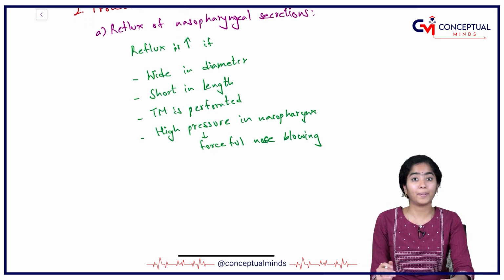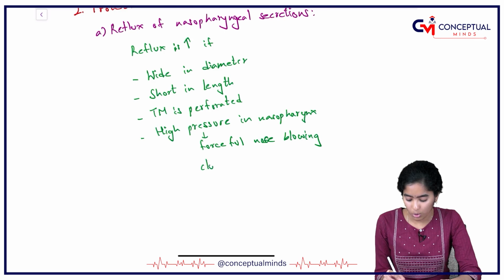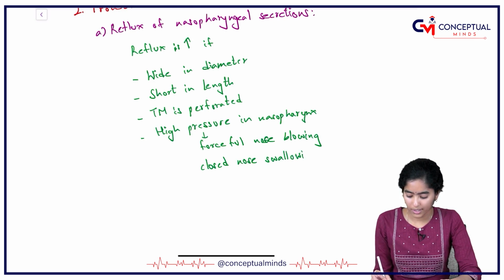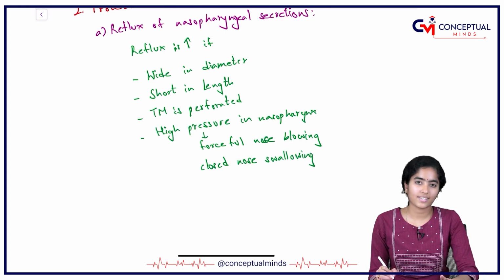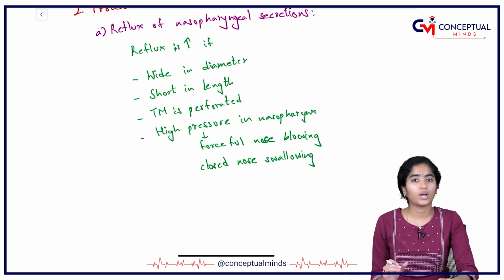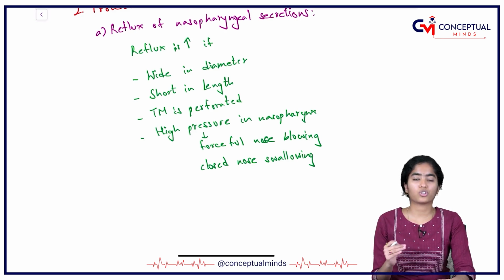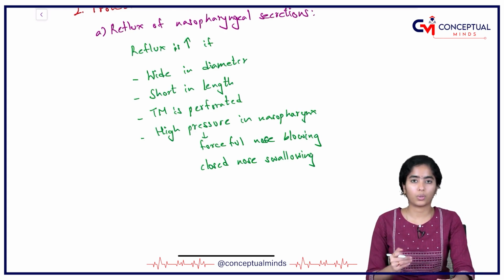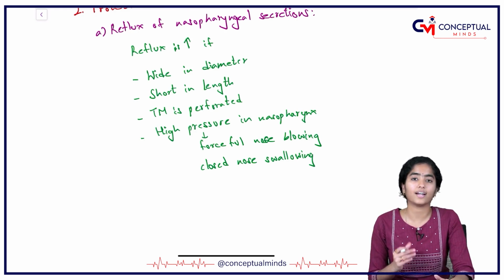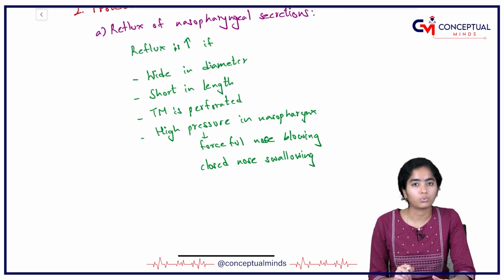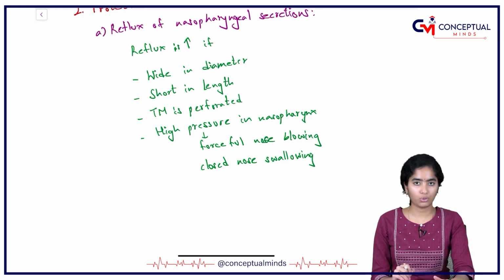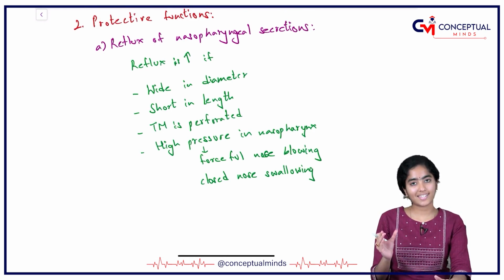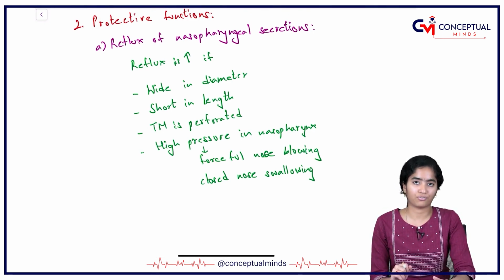Second situation when there will be high pressure in the nasopharynx is when we do closed nose swallowing. Why would someone swallow with their nose closed? Nose closed in the sense basically there is some obstruction in the nose. Say nasopharynx adenoids, adenoid hypertrophy present in the nasopharynx. In all such situations also, when there is some obstruction to the nasal passage and the patient is swallowing, that can lead to a high pressure in the nasopharynx, and in that high pressure, these secretions can go into the middle ear via the Eustachian tube. So the Eustachian tube remains closed and prevents this reflux.